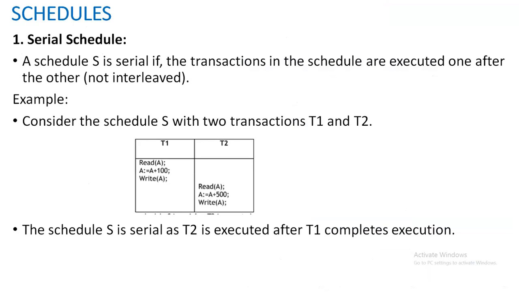So, serial schedule. In this table you can see that we have two transactions in one schedule. Transaction 1 has three commands: read A, process the A, and then write the A. Only after completion of this transaction is transaction 2 started. This type of schedule is called a serial schedule. That is, after completion of one transaction, only then the other transaction will start. So this is your serial schedule.